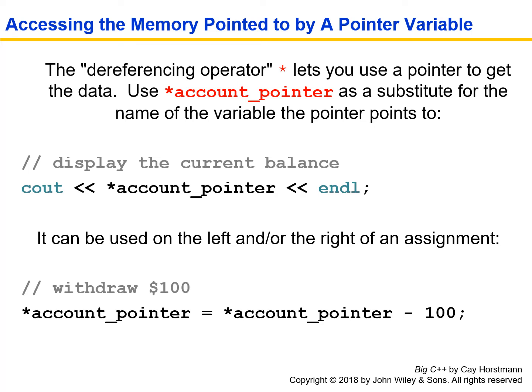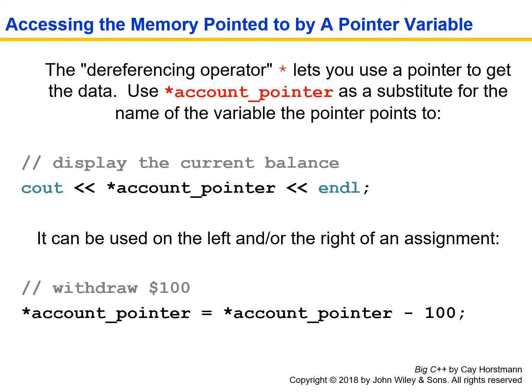So the star operator also acts as a dereferencing operator. If we type star account pointer instead of just account pointer, star account pointer will dereference the pointer and actually pull the value that account pointer is pointing to. Okay, so if account pointer is currently pointing to joint account and we know that that has $1,000 in it, then this line cout star account pointer will print the value 1,000.